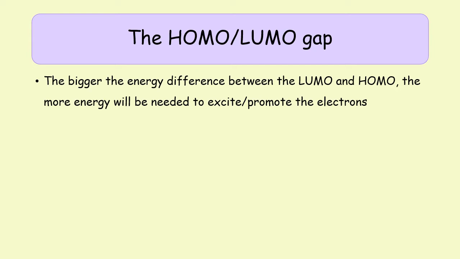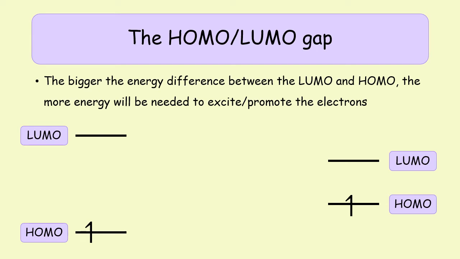Now, the size of the energy difference between the HOMO and the LUMO is what determines how much energy will be associated. So the bigger the energy difference, the more energy will be needed to excite or promote the electrons. So the size of the HOMO-LUMO gap determines the energy gap, which will then determine how much energy the light source or the radiation source must have in order to do that promotion or excitation.